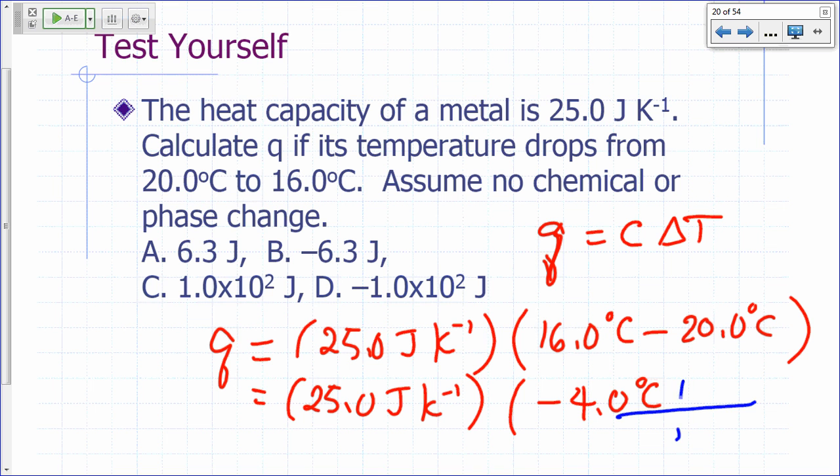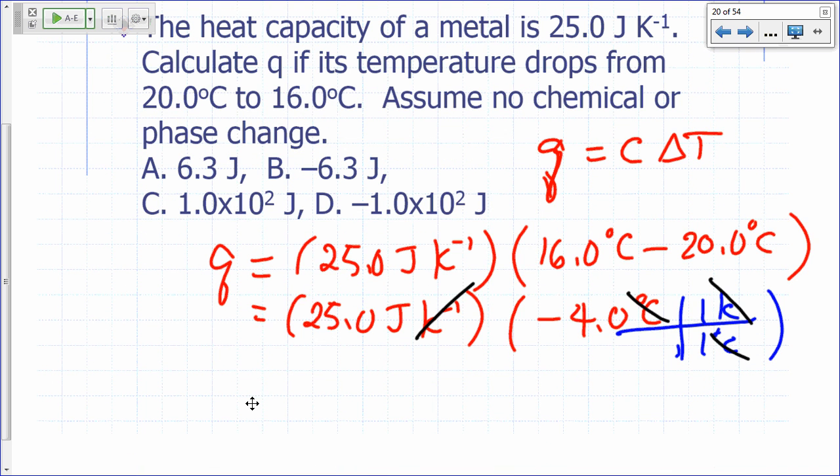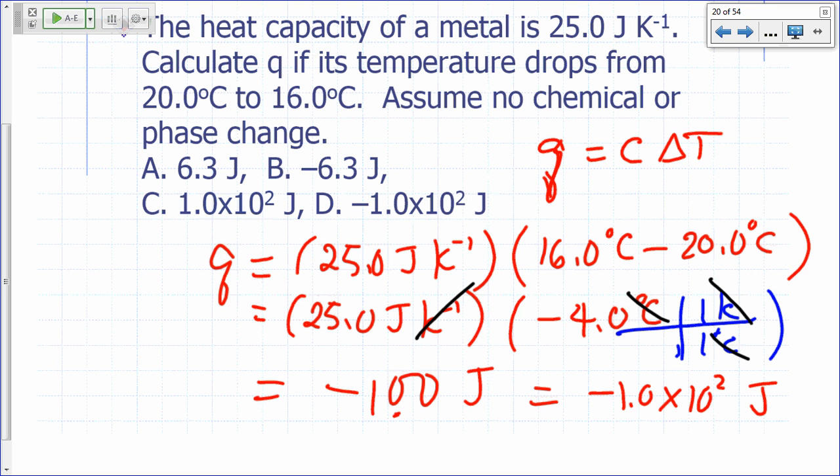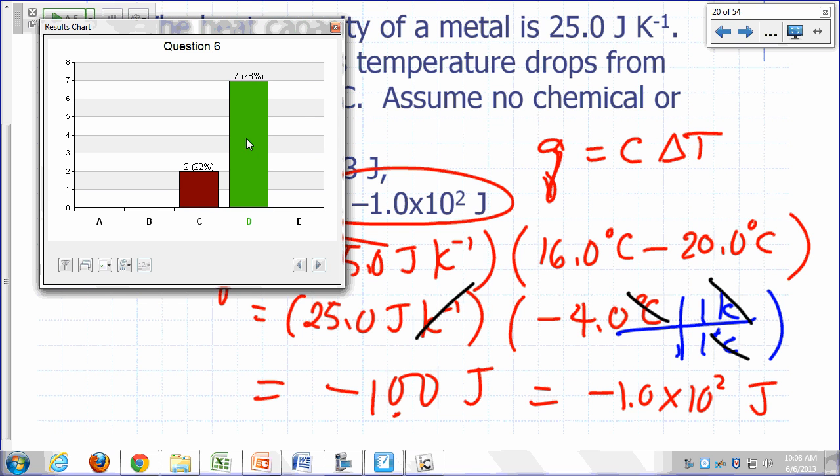Okay, a change of 1 degree Celsius is equivalent to a change of 1 Kelvin. So we do that just for unit consistency, so that you can cancel Kelvin over here. So negative 4 times 25 would be negative 100, 2 sig figs, joules. So negative 1.0 times 10 to the 2 joules. Answer is D. Okay, so D is the correct answer.